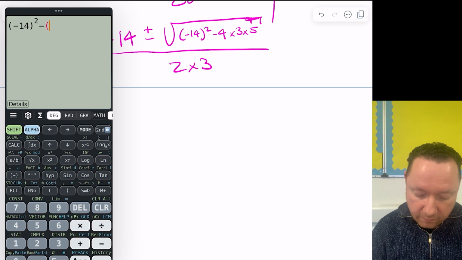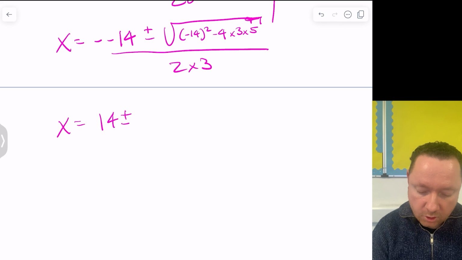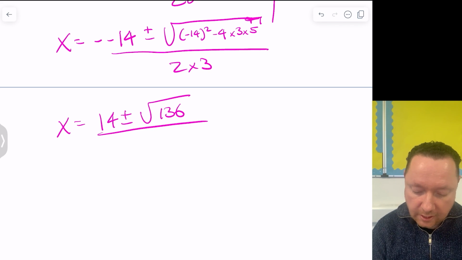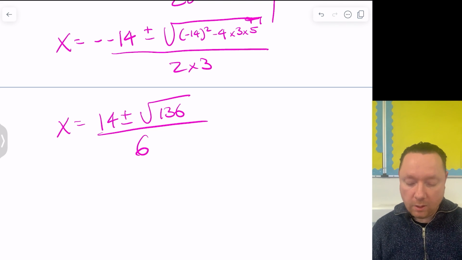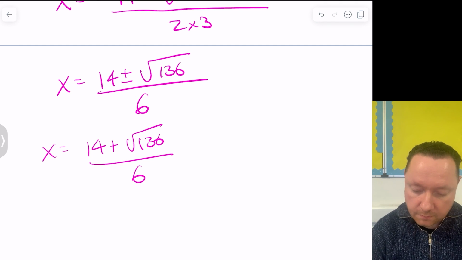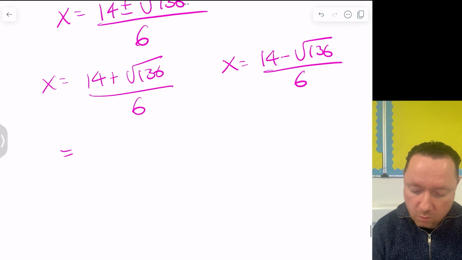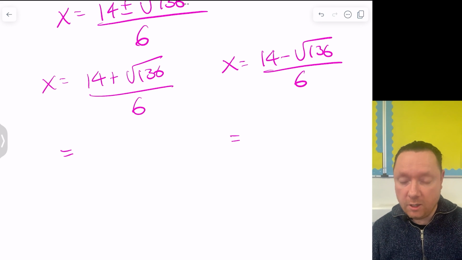Minus bracket 4 times 3 times 5, that's 136. So I've got x equals minus 14, that's plus 14, plus or minus root 136, all over 2 times 3, which is 6. So now we can work it out as two separate sums. x equals 14 plus root 136 over 6, and x equals 14 minus root 136 over 6. So two separate sums. Always write down the unrounded answers first before you round.